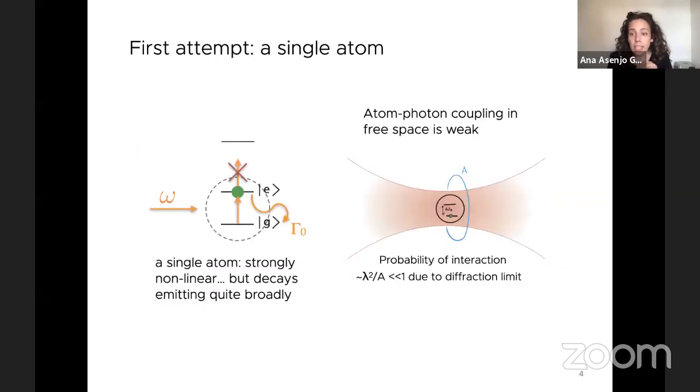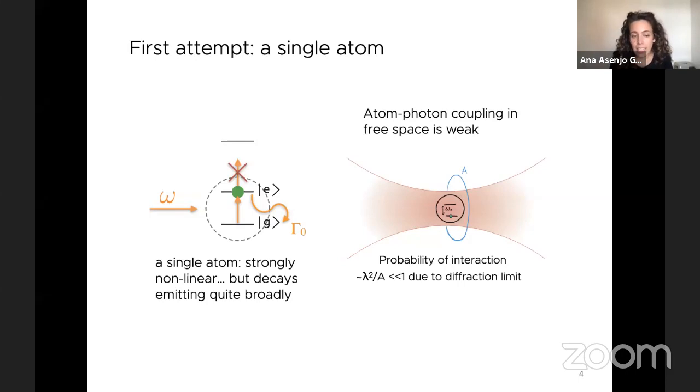So we can think about what kind of platform this could be. The first attempt one can think of is very simple. The minimal one is a single atom. A single atom, at least when we approach it as a two-level system, is strongly non-linear. If a photon comes and is absorbed, because of the anharmonicity of the potential, a second photon is prevented from being absorbed. So it is strongly nonlinear, that's good.